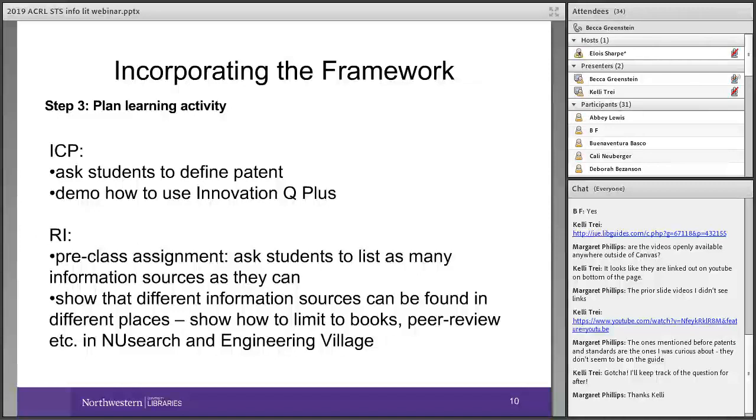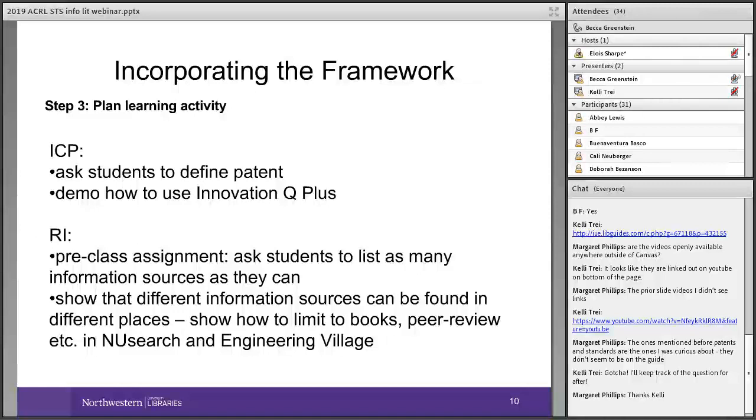And for researchers' inquiry, I was going to flip the classroom a bit and have them do a pre-class assignment to list as many information sources as they can, to sort of get them thinking what types of information sources are out there. And then during class, show them that information sources can be found in different places, and show them how to use some database filters. So that was how I've incorporated the framework into this class.